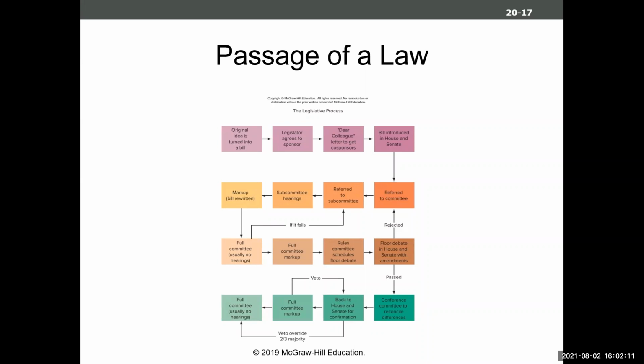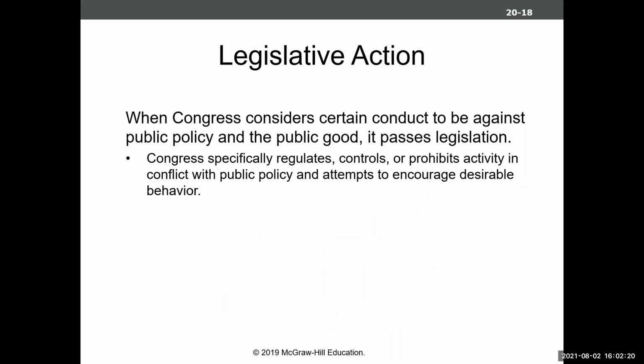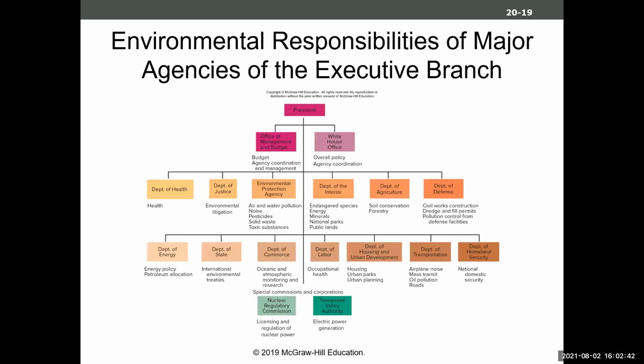So you have this brief passage system of the legislative process that's really interesting in terms of how we get something into law. This basically happens when Congress considers something to be against the good of public policy and public good, and then they'll pass legislation related to that. Whenever that law has been passed, it's up to the executive branch to enforce that law. This is the branch dealing with the president.